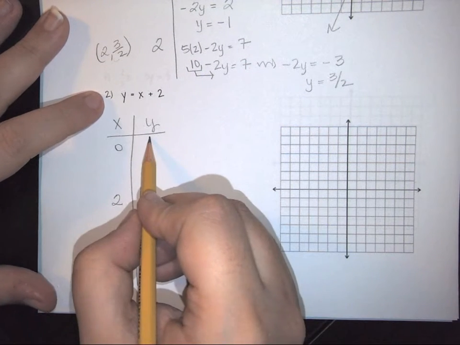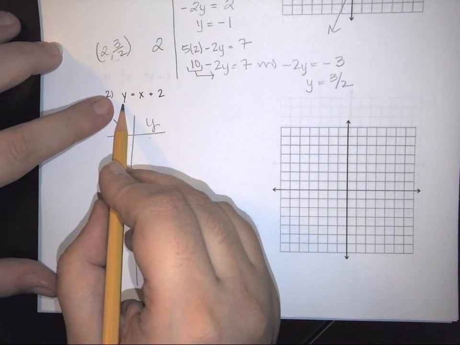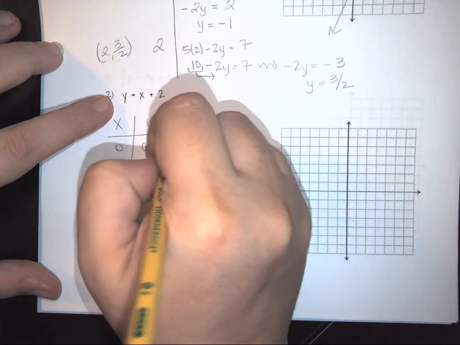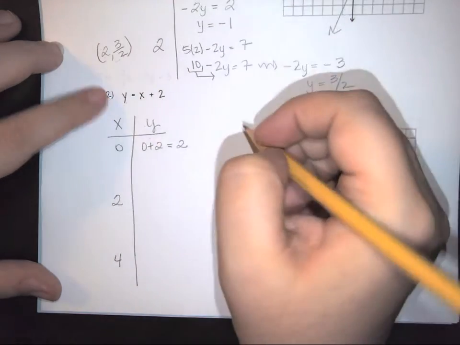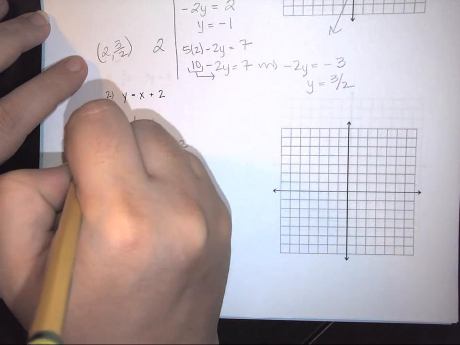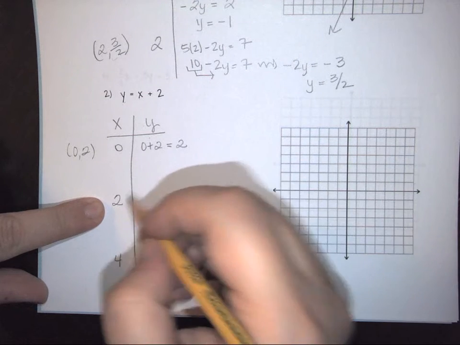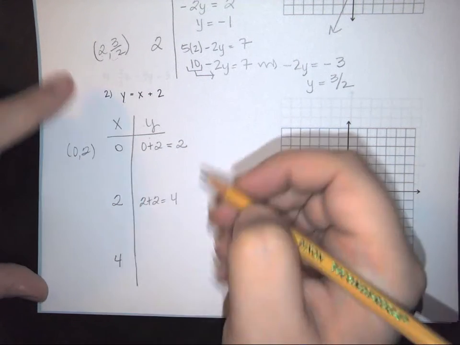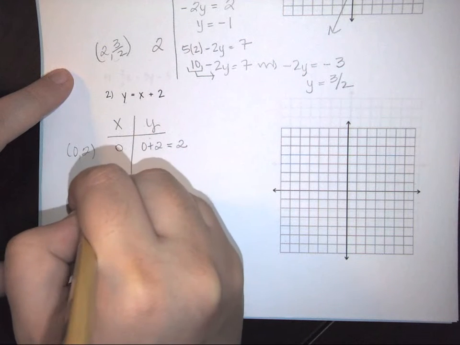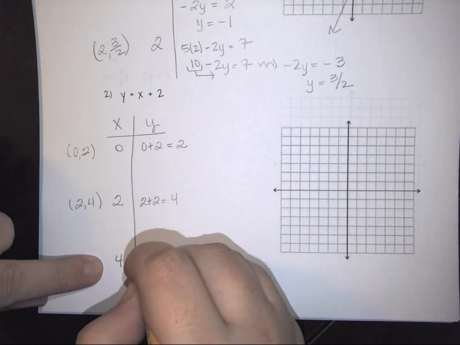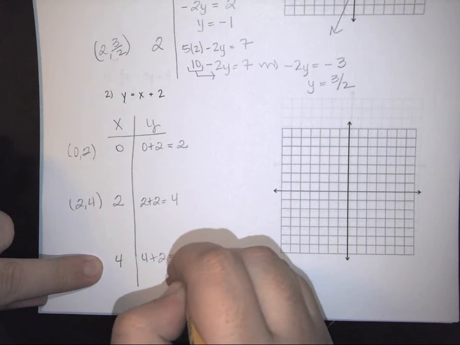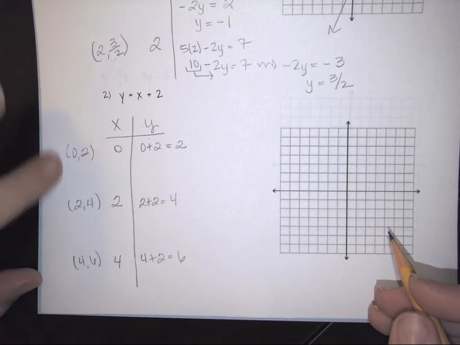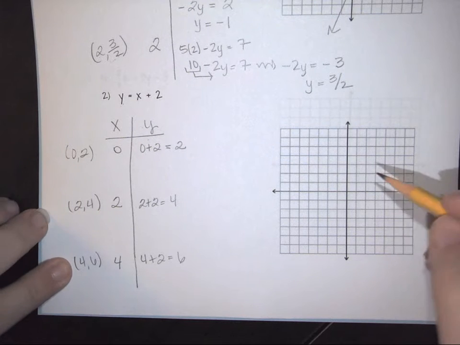So here we need to solve for y. So in this case we're at a y equals, so we just need to plug in. So this is going to be 0 plus 2, which equals 2. Gives us the coordinate point 0, 2. Then the next one is a 2. So here we're going to have 2 plus 2 equals 4. So this gives me the point 2, 4. And then last we're going to have 4 plus 2 gives you 6. So we have the point 4, 6. Again, you have 2 points that you can graph with and 1 to check your work.